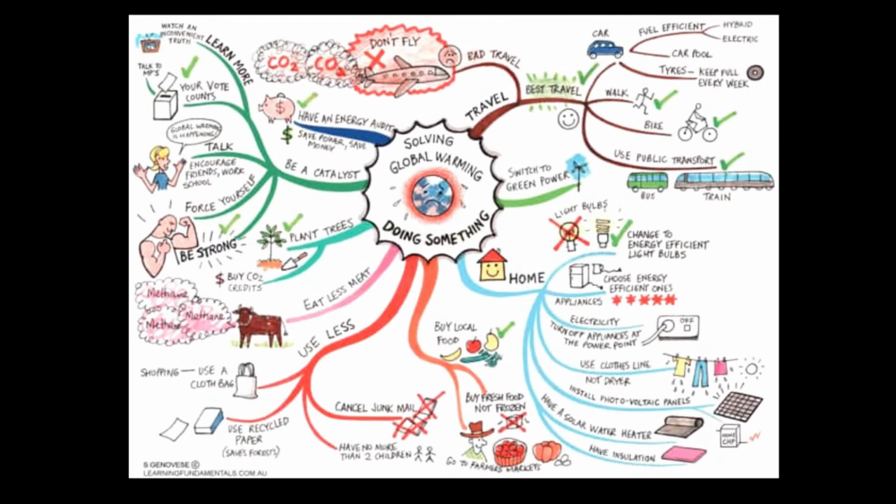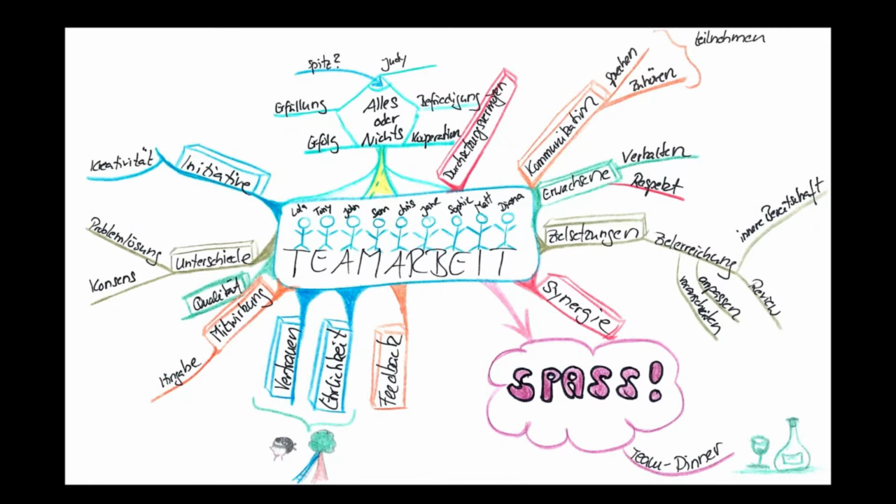This is another example of mind mapping. It represents an idea about solving global warming. Another mind mapping is this one.